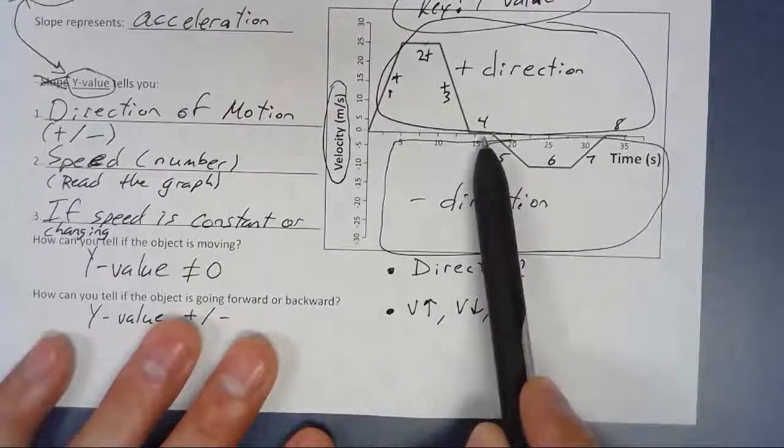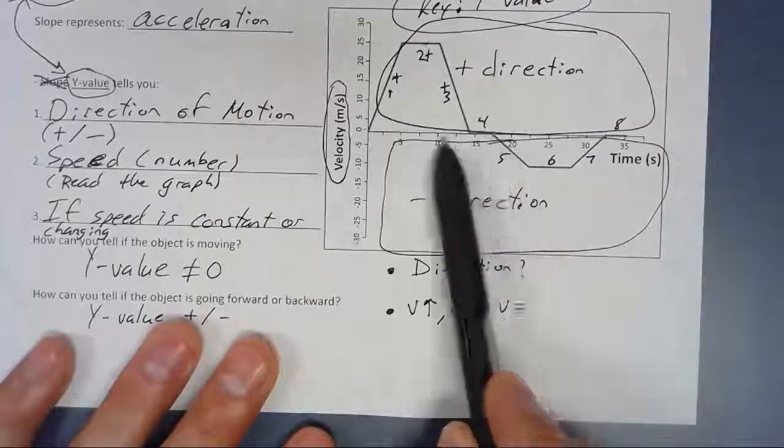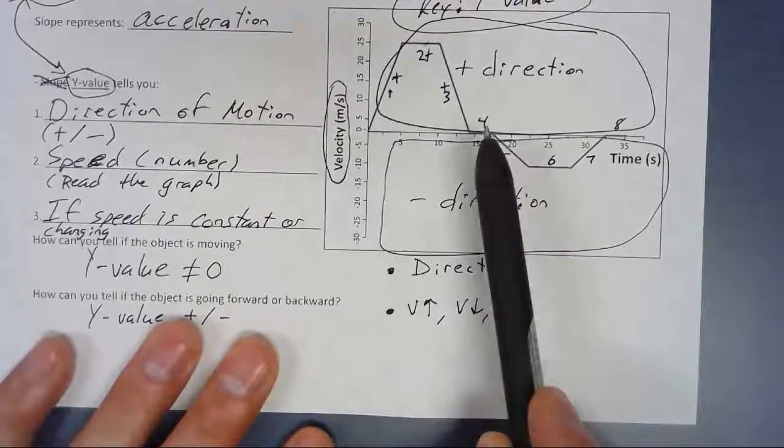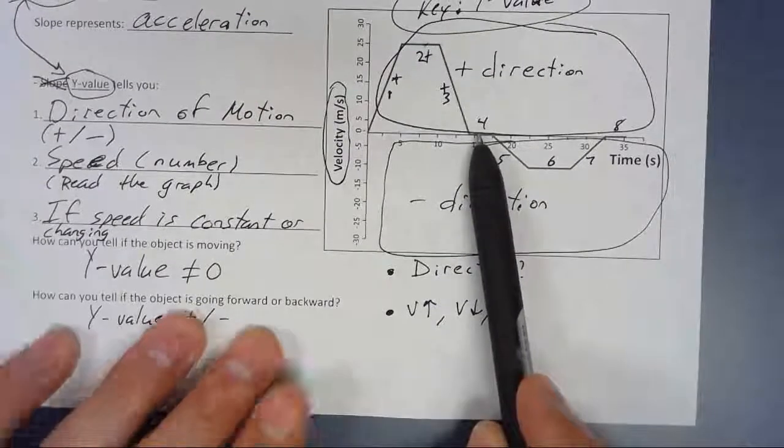Number 4, it's not going in a positive or negative direction. It's not above or below the x-axis. The y value is 0. Therefore, the velocity is 0. It's stopped at number 4.